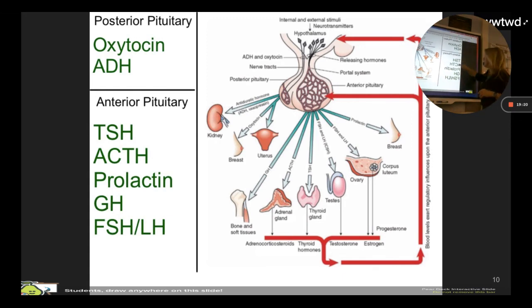Okay. ACTH stands for adrenal corticotropic hormone, adrenal cortex. And so it's going to affect the outer part of the adrenal gland. That's long-term stress. Prolactin, we already did that, makes some milk. GH stands for what? Growth hormone. It's going to help you grow. What needs to help you grow? Your bones and your muscles, right? And FSH and LH, these are your two gonadotropin, so they affect your ovaries and your testes.